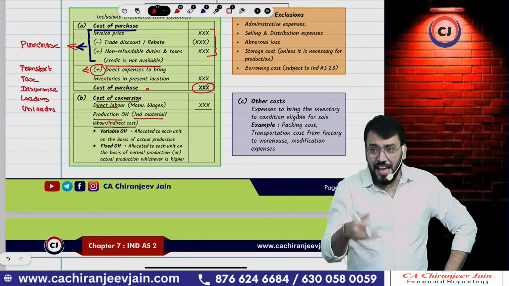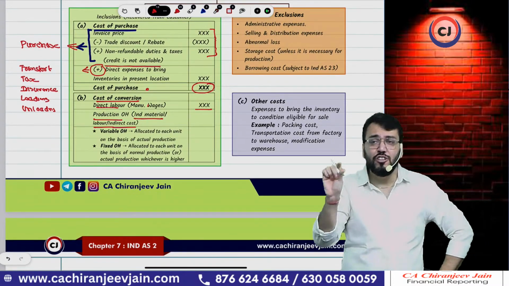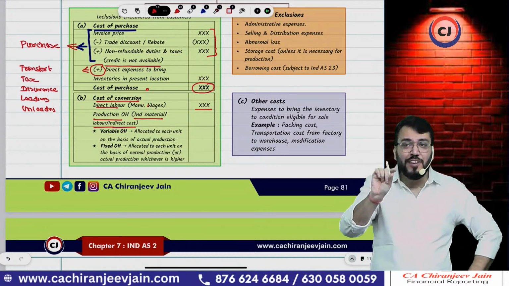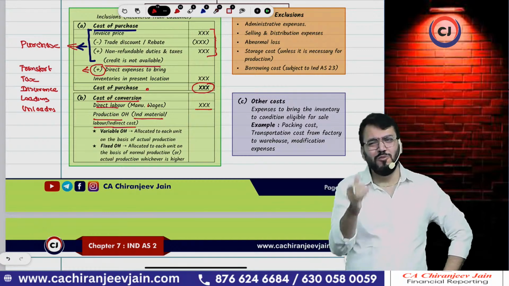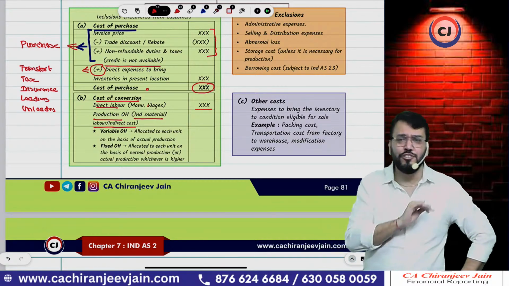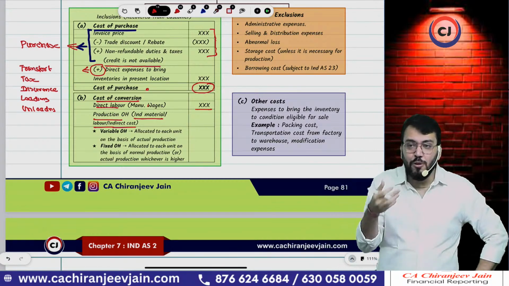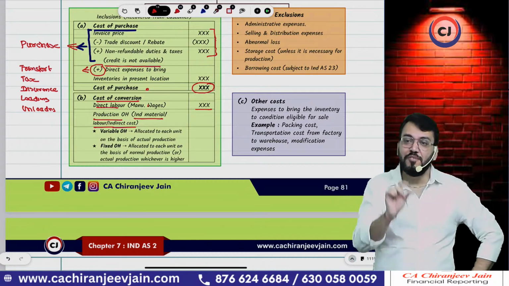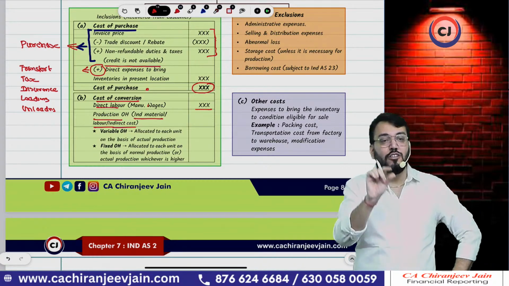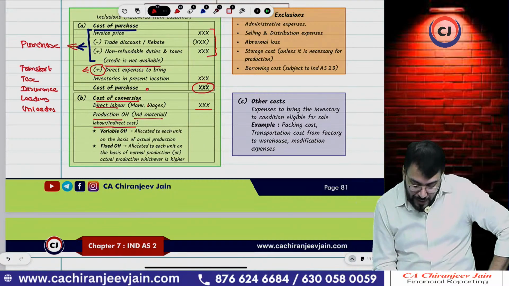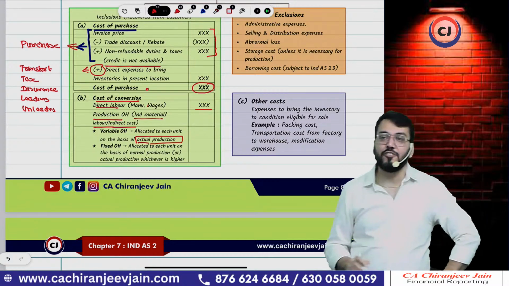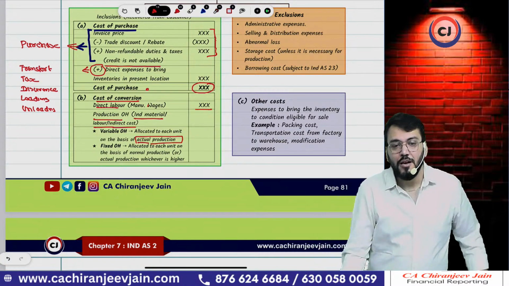Now for calculation purpose, all production overhead is of two types. One is known as variable production overhead, one is known as fixed production overhead. Now you know what is variable, what is fixed, that I am not teaching you. But for allocation purpose, Ind AS 2 says that variable production overhead will be allocated to each unit on the basis of actual production. Understood?